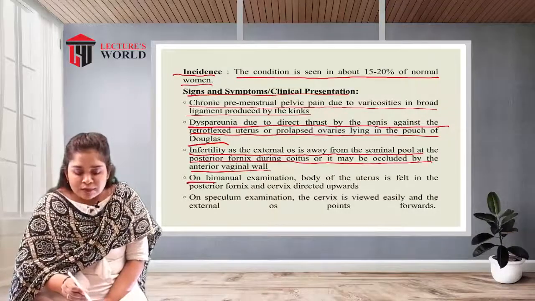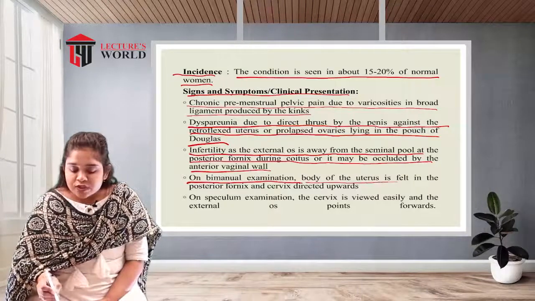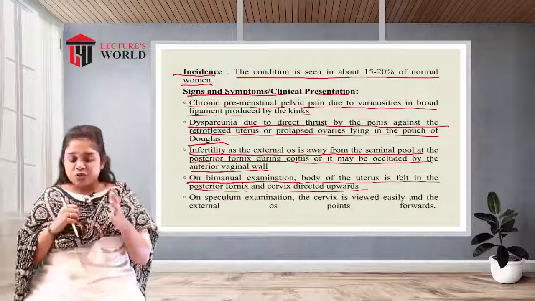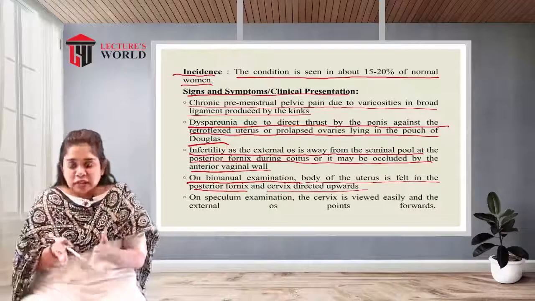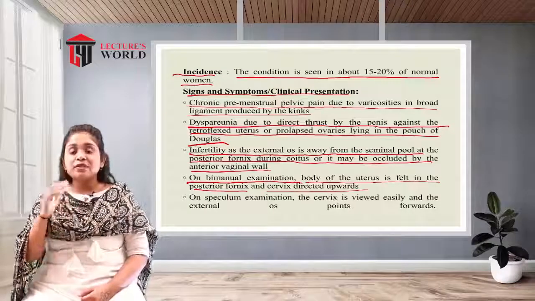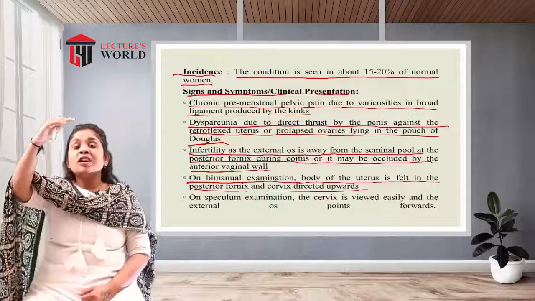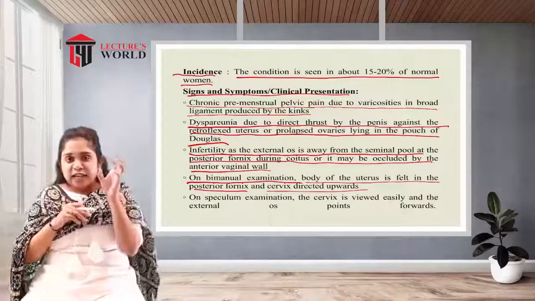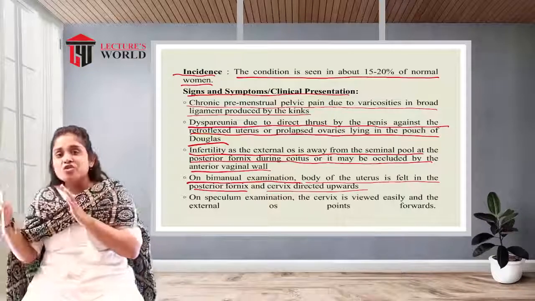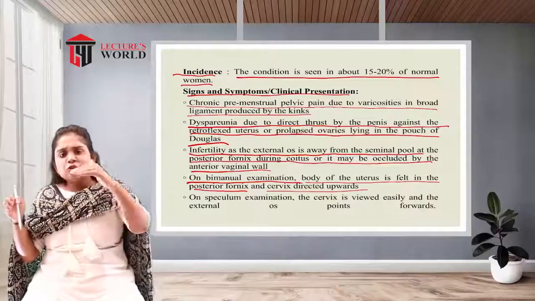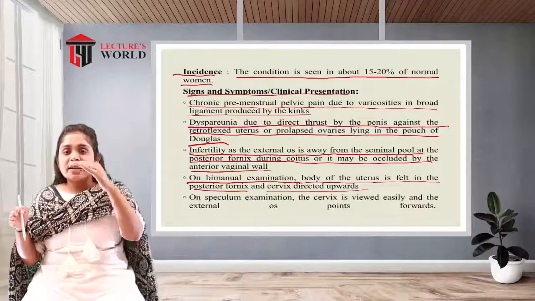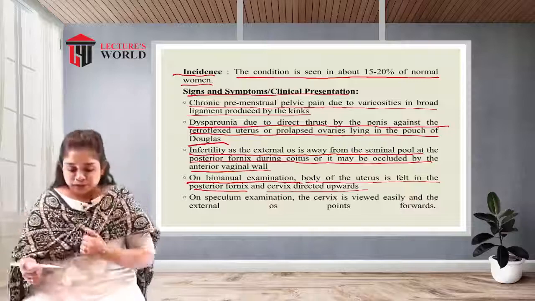Then after, on bimanual examination, the body of the uterus is felt in the posterior fornix and the cervix is directed upward. If you go for examination of the mother, or the PV examination, the cervix will go upward. Why? Because the fundus and the body of the uterus have gone posteriorly. So eventually the cervical part, the internal os and the external os, will go higher.